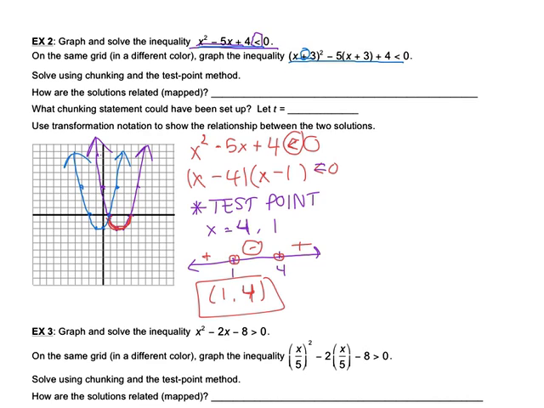And it's asking how our, oh, it says solve using chunking and the test point method. Well, that would just mean instead of writing this whole thing out and solving for x, we can chunk, let t equals x plus 3, and you've got t cubed minus 5t plus 4 is less than 0. We already solved that. We solved it right here. So we know what our solutions of that are going to be. T is between 1 and 4.